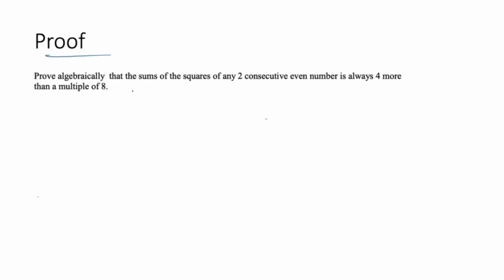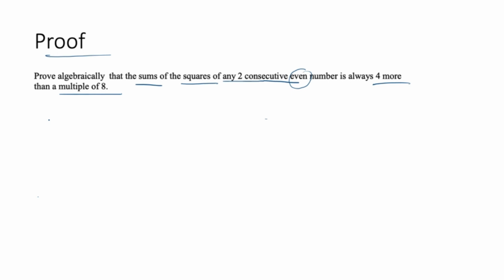Prove algebraically that the sums of the squares of two consecutive even numbers is always 4 more than a multiple of 8. So here are some important keywords. The sum of the squares of any two consecutive even numbers is always 4 more than a multiple of 8.